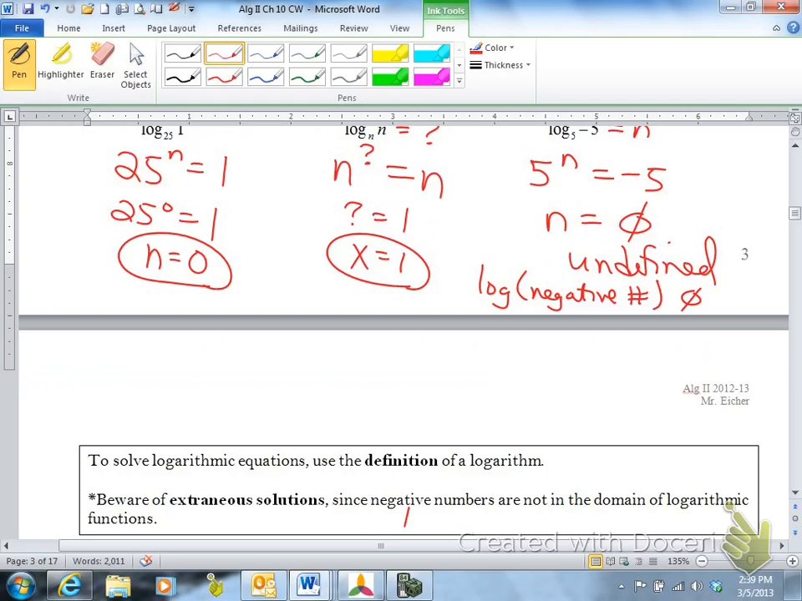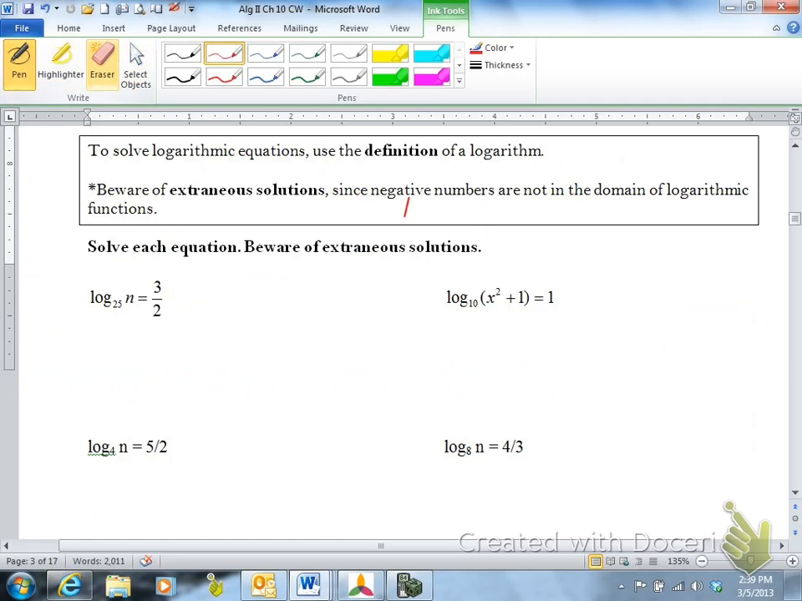On the next page, we're going to solve some equations. And solving equations, we're going to use the definition of a logarithm. The definition of a logarithm is if you have log base b of a equals n, you could rewrite that as b to the n equals a. So that's the idea we're going to use on many of these.